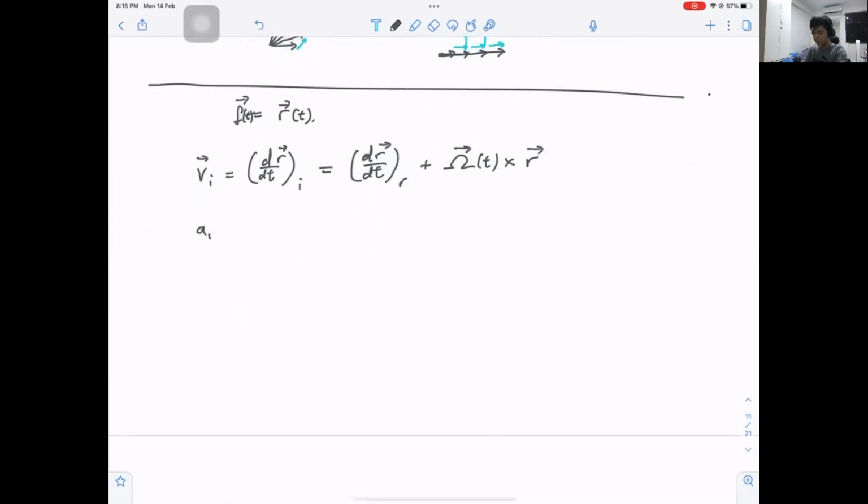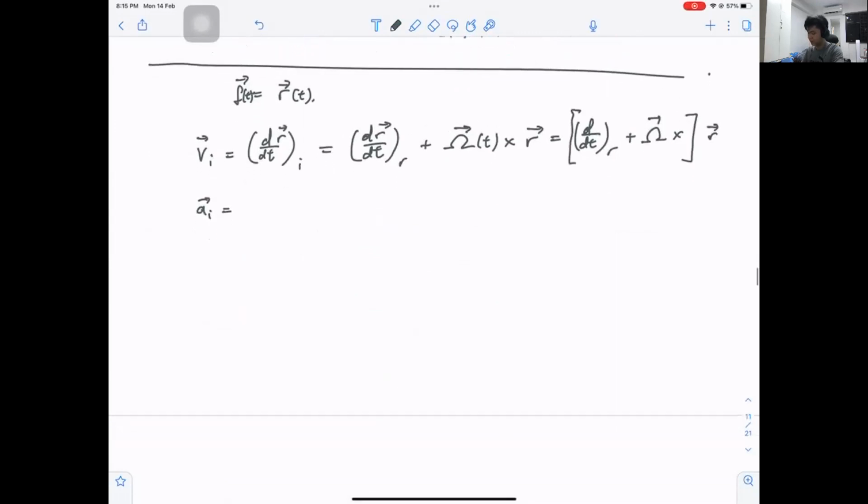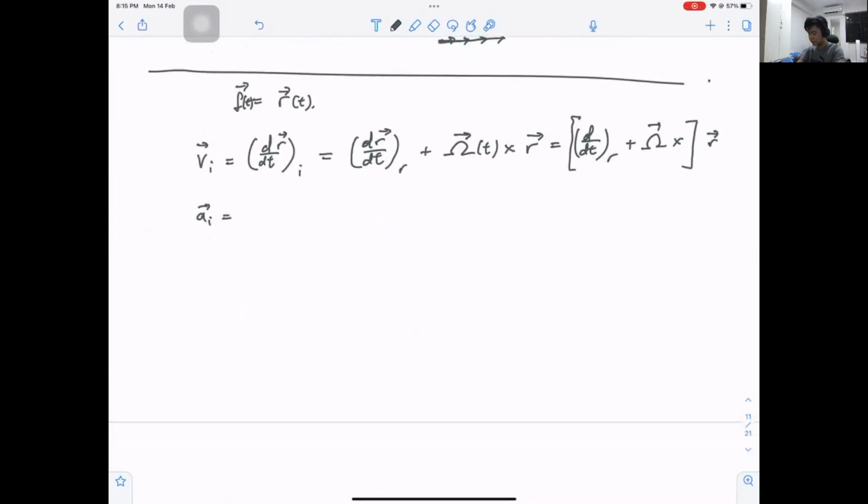So from there, the acceleration is simply the derivative of that. You see that this one is the derivative in the rotating reference frame plus the omega cross, and we kind of pull out this entire thing, like a differential operator. Then this is simply that thing applied on the velocity. So there will be dr over dt in the rotating frame plus omega cross r.